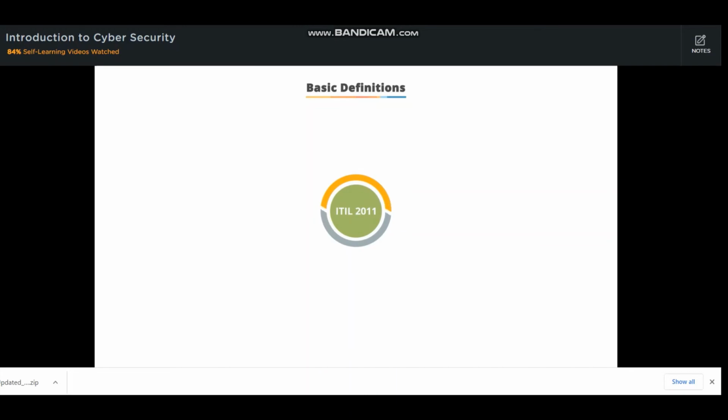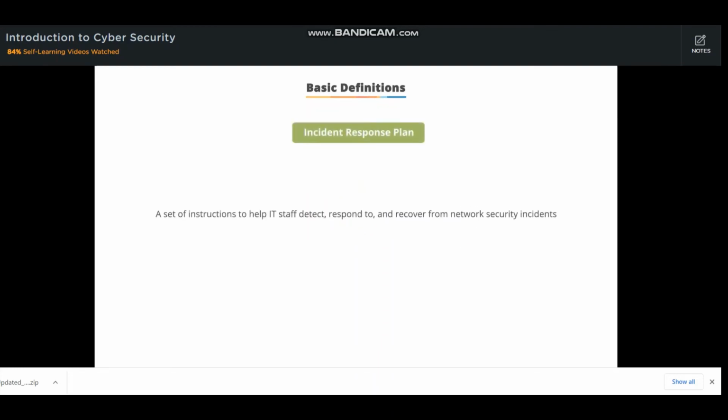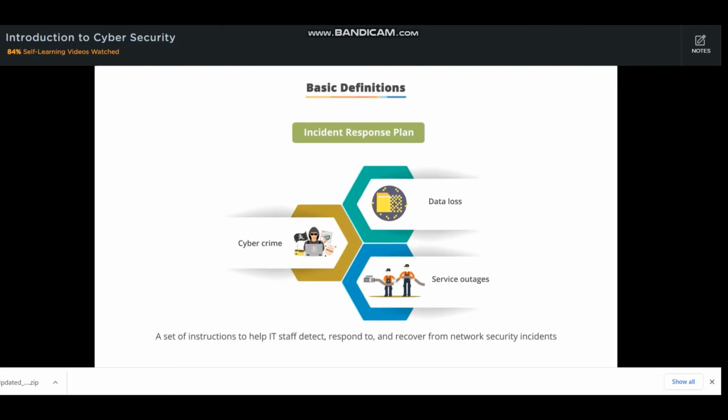Information Technology Infrastructure Library, or ITIL, 2011 defines an incident as an unplanned interruption to an IT service or reduction in the quality of an IT service. The ITIL incident management process ensures that normal service operation is restored as quickly as possible and the business impact is minimized. An incident response plan is a set of instructions to help IT staff detect, respond to, and recover from network security incidents. These types of plans address issues like cybercrime, data loss, and service outages that threaten daily work.